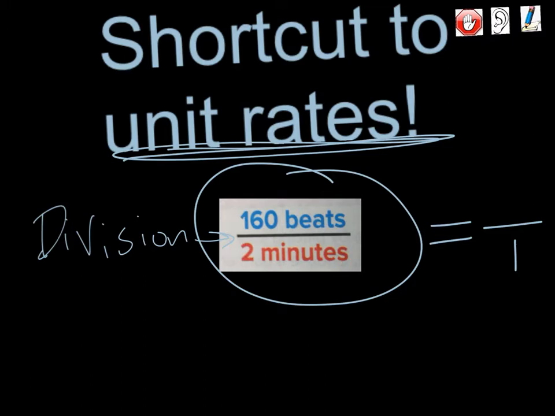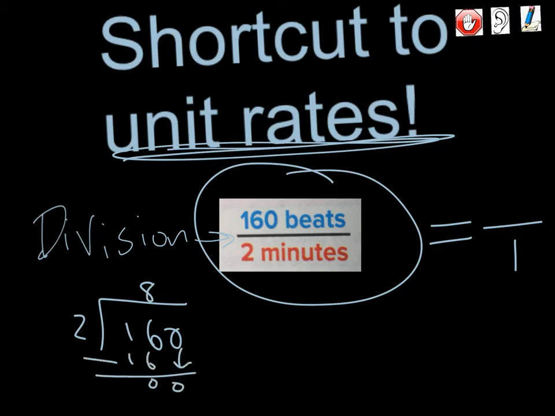So if I do just a quick division problem, and I say 160 divided by 2, 2 goes into 16 8 times, 8 times 2 is 16, subtract those away, bring down my 0, 2 goes into 0, 0 times. So now it's 2 times 0 is 0, subtract, I have absolutely nothing left. I know that I'm getting 80 beats per 1 minute just by using division.